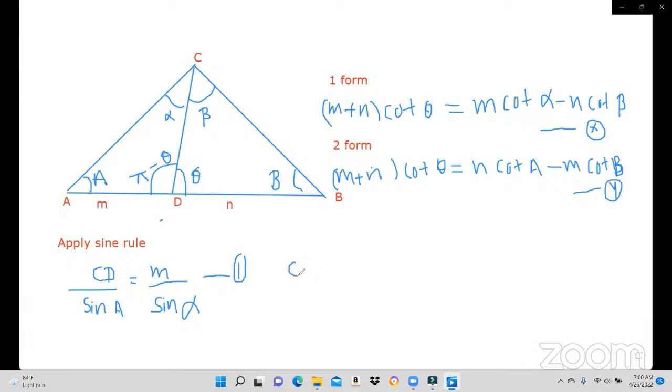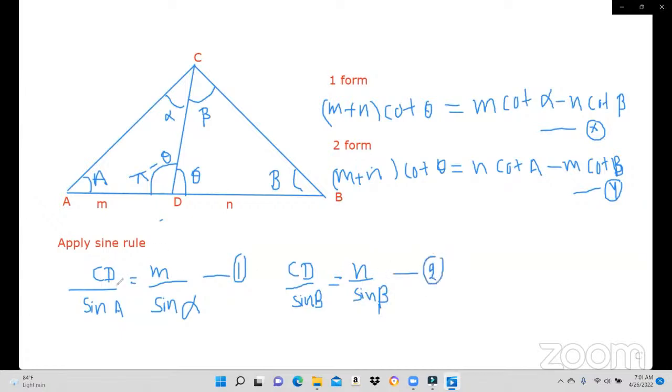So CD is a common side. So you can say CD divided by, now what is the opposite angle? This one, B. So CD divided by sine B equals, take this one, N divided by sine beta. Don't misunderstand B and beta: B is this and beta is this one. Okay, now we will take this as equation number 2.